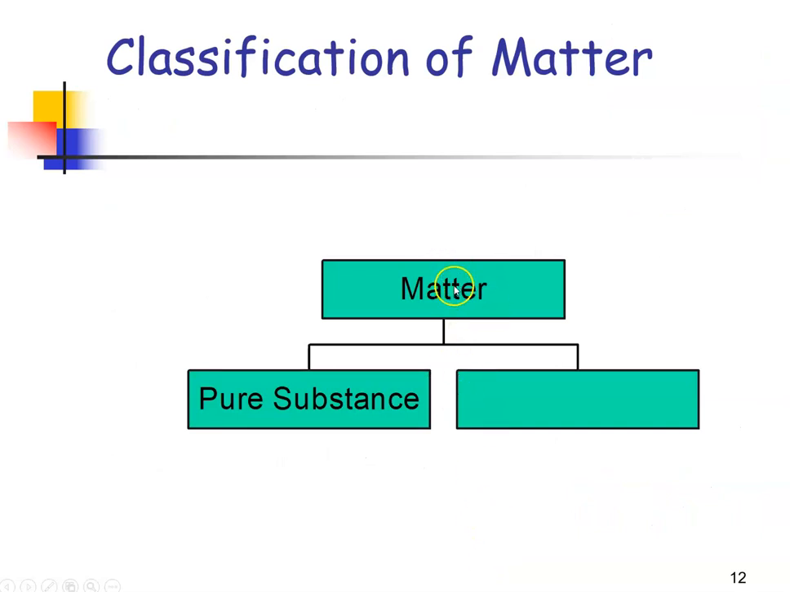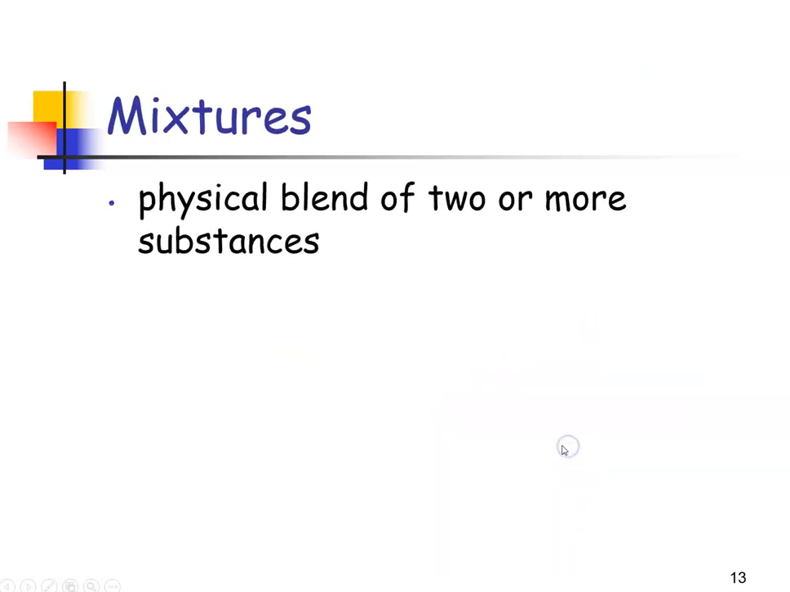All right, so for classifying here, matter can be divided. We've got pure substances. Now we're going to fill in the other side over here. That's going to be mixtures. Mixtures contain a physical blend, so there's no chemical reaction taking place here, of two or more substances. That means that they don't have a definite composition. They don't have a chemical formula. They have a variable composition.